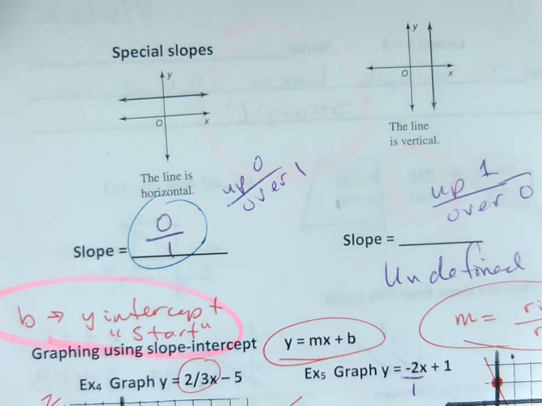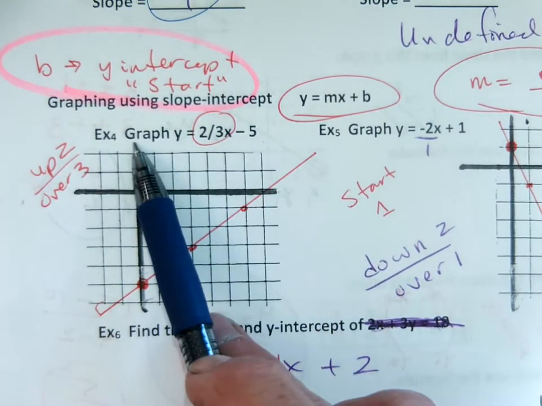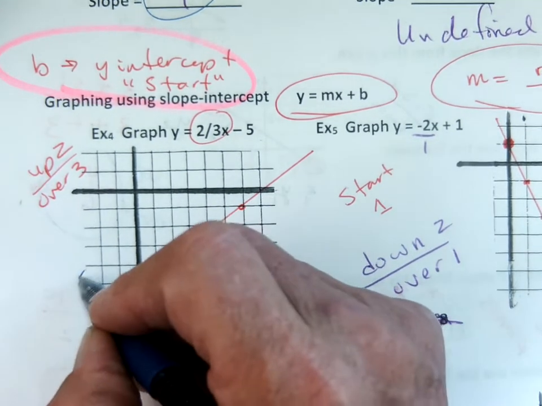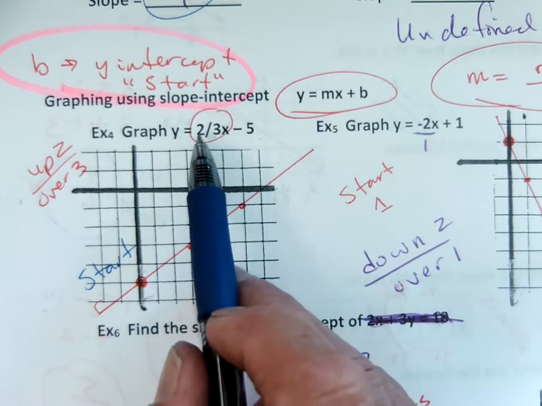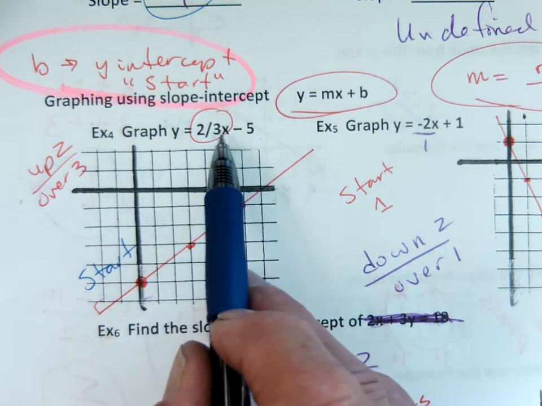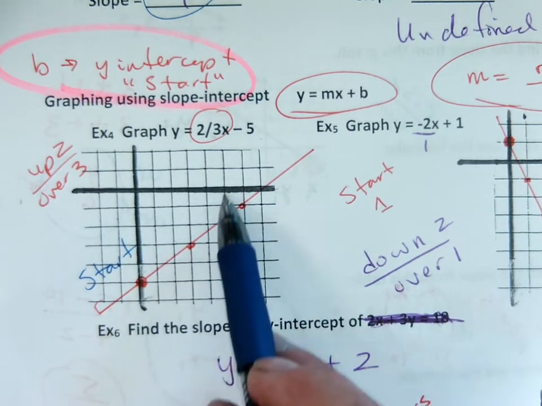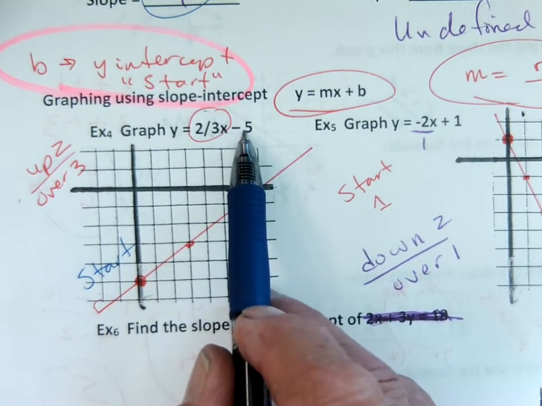Then we graphed. Here's an equation of a line. There's my start, -5. I start at -5 and then apply my slope, rise over run. I'm going to go up 2 over 3. Whatever fraction here is the slope, and whatever number here is the beginning.